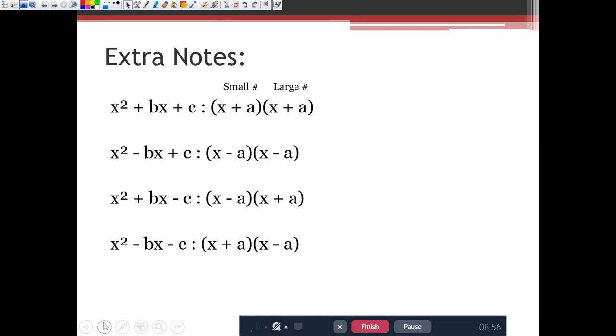So when we have a positive, positive, our small number is positive and our large number is positive. When we have a negative, positive, our small number is negative and our large number is negative. So anytime that we have a positive sign for C, the signs have to be the same. Then, if we have a positive number and then a negative number, our small number needs to be negative and our large number needs to be positive. Like here. And if we have a negative, negative, it's the reverse. Our small number needs to be positive and our large number needs to be negative. If C is negative, it has to have opposite signs.